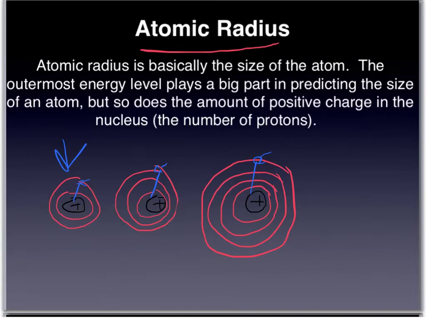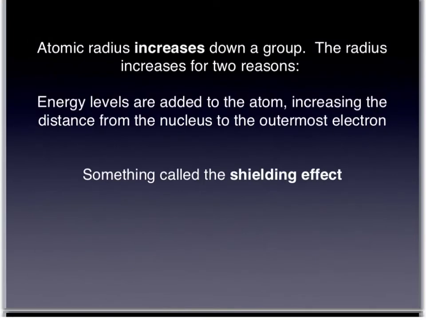That makes sense. Something that's a little less obvious, though, is that the nuclear charge increases. As you add protons to the nucleus, the charge increases. 3 protons is plus 3, 4 protons is plus 4, 5 protons is plus 5. That increased nuclear charge is going to pull electrons in more tightly. And so the number of protons in a nucleus also plays a role in this. Okay, so atomic radius increases as you go down a group of elements on the periodic table. That happens for two reasons. Reason one, like we just spoke about, energy levels are added to the atom, and that increases the distance from the nucleus to the outermost electron.